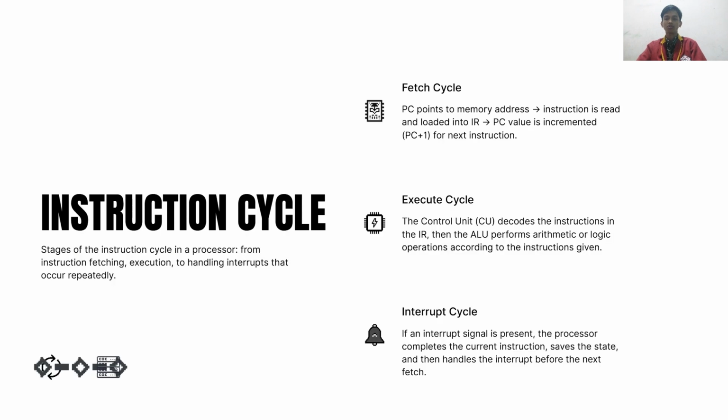Next, instruction cycle. The instruction cycle consists of several steps. It begins with the fetch cycle. The processor takes the address from the PC, sends it to memory, reads the instruction, stores it in the IR, and increments the PC to point to the next instruction.